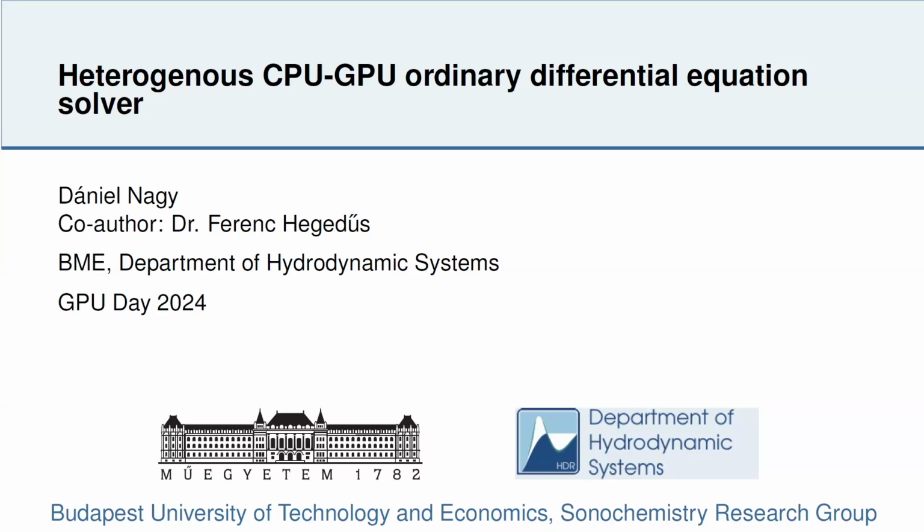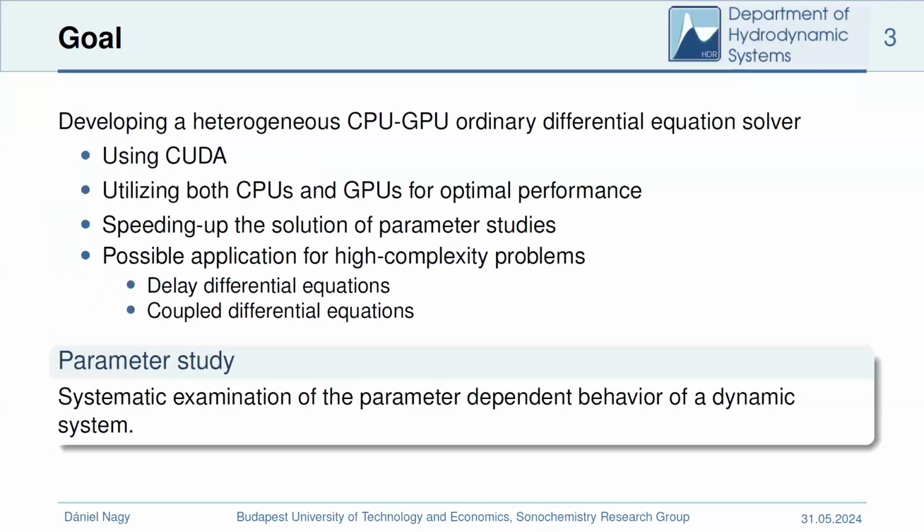In this talk, I want to elaborate on only some little experiments we have done so far in this topic, because this work is not final. So the goal is to develop a heterogeneous CPU-GPU ordinary differential equation solver. In this work, we are using CUDA. And we would like to use both the CPUs and GPUs to have the most optimal performance and speed up the solution of parameter studies.